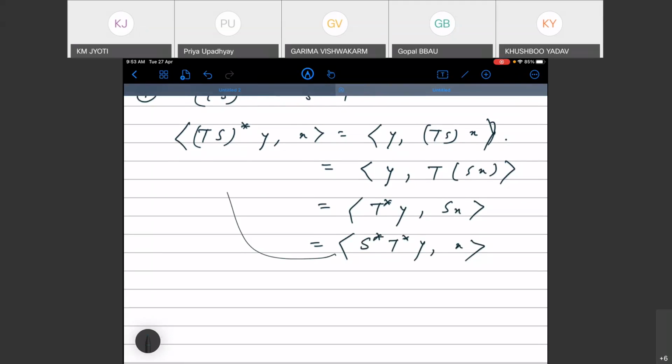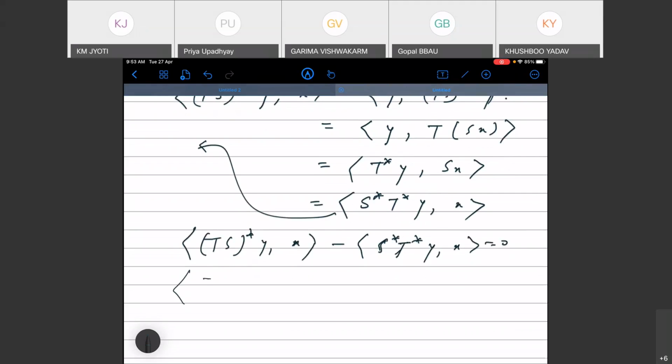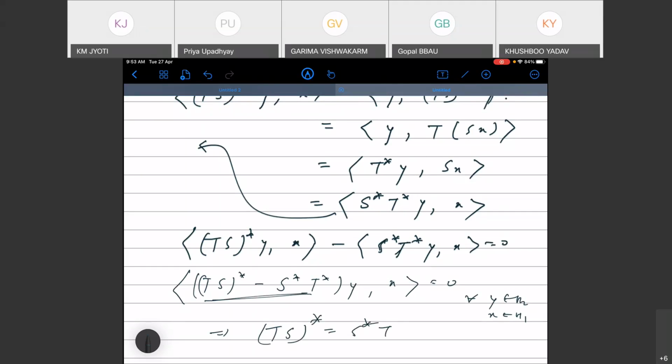और फिर से इसको दूसरी साइड ले जाओ, है ना, जैसे अभी ऊपर किया था, (TS) star y comma x minus S star T star y comma x is 0, और यूज इनर प्रोडक्ट, combine करेंगे, (TS) star minus S star T star y comma x equal to 0 for all y in H2, x in H1, और ये तब होता है जब ये वाला पार्ट 0 हो. This implies (TS) star equal to S star T star. True. Okay.